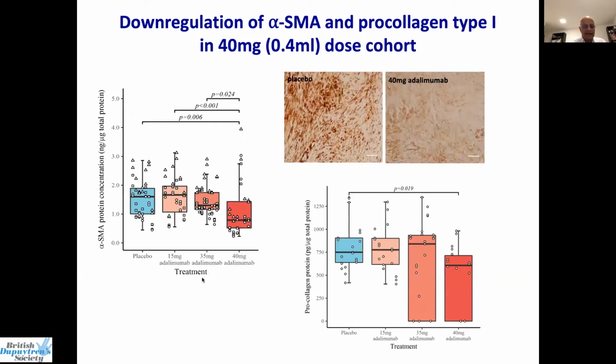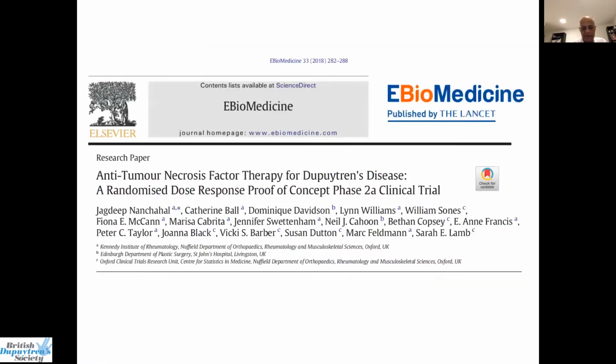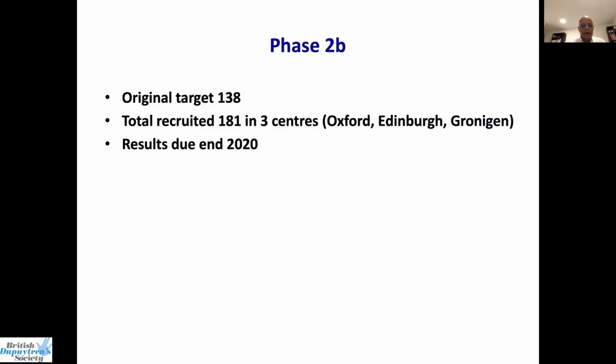outcome. But at the high dose, the 40 milligrams, in this very concentrated formulation in 0.4 milliliters, we saw downregulation in the protein of alpha smooth muscle actin, and we also saw downregulation in pro-collagen 1. So we now had a potential dose that we could test. So we got some additional funding from the Wellcome Trust after we published our data last year to do the phase 2B.